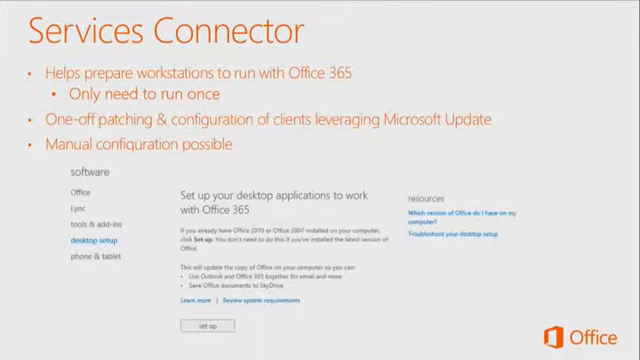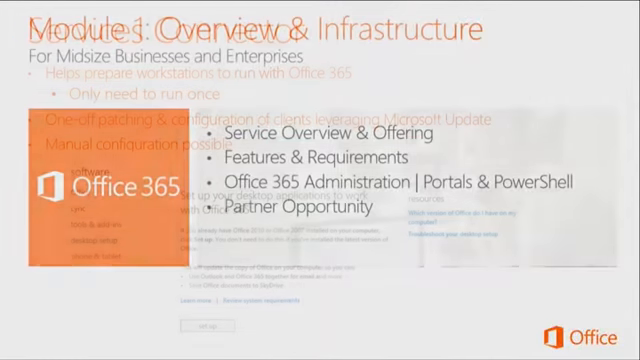So the Services Connector helps prepare the workstations to run. This is part of the desktop setup of the PCs. It only needs to run once. It does some one-off patching and configuration. When you run this tool, it's going to go out and make sure your Outlook is up to date and that it can actually connect to Office 365 without any problems, and it's going to tell you if it can. If it finds that you've still got Outlook 2003 installed on your PC, it's going to tell you that it can't connect to Office 365. There is some manual configuration possible, of course. You can always manually configure Office 365 on the PCs.